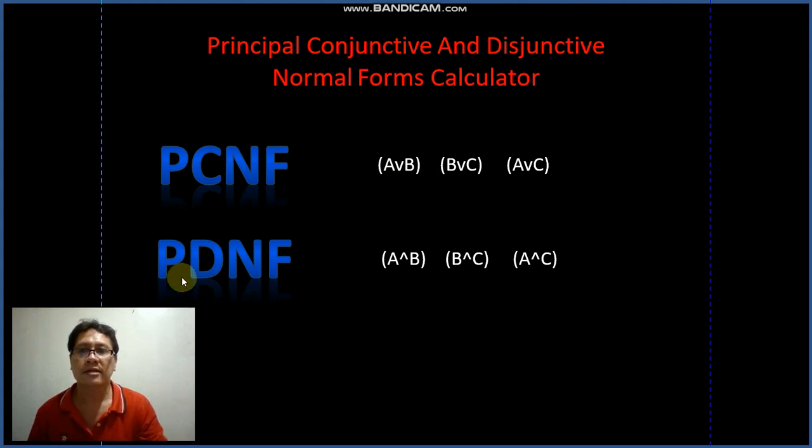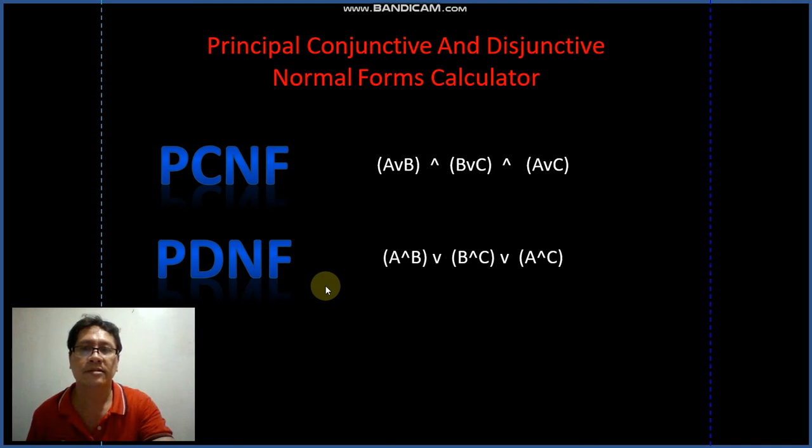It is the same for PDNF. You could see that in our next slides. Here are the three groups, and the opposite of disjunction is conjunction, placed in between these three groups. That is the use of the principal conjunctive and disjunctive normal form calculator. Let us proceed now with the program.